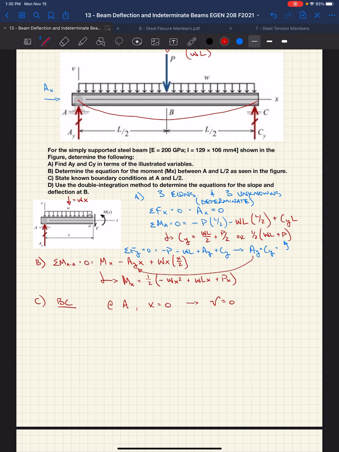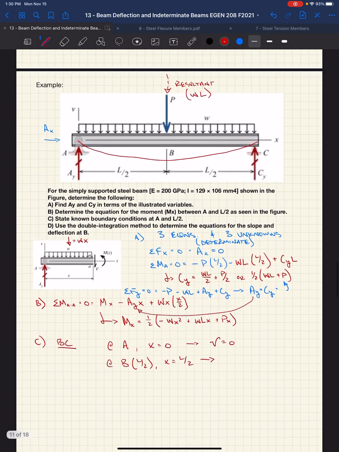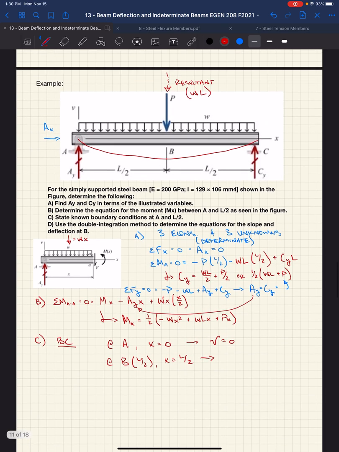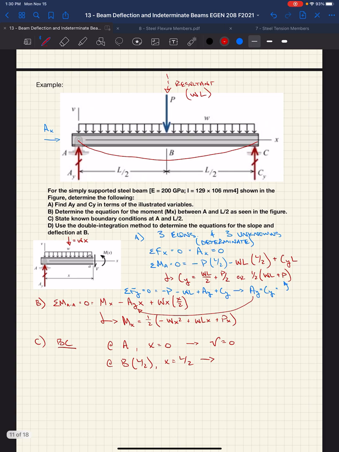They also asked us for the boundary conditions at B, which is at x equals L over 2. We had one similar to this on Friday. Slope equals 0, yep, because we have symmetric loading. We guessed at what this deflected shape would be.